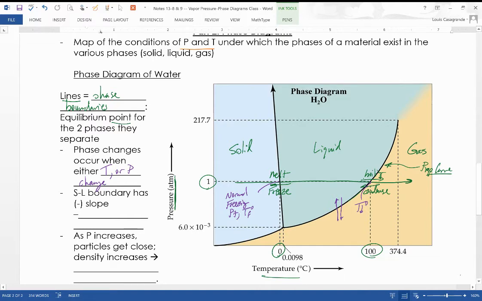So changing pressure can make me evaporate as well. I'll evaporate faster. One key feature about the phase diagram for water that makes it different from other phase diagrams, and you'll see a more common one down below, is the solid liquid line. So here's our solid liquid line. The solid liquid line goes up and to the left. It has a negative slope. Now, this negative slope has particular implications. As pressure increases, the particles get closer together and the density increases.